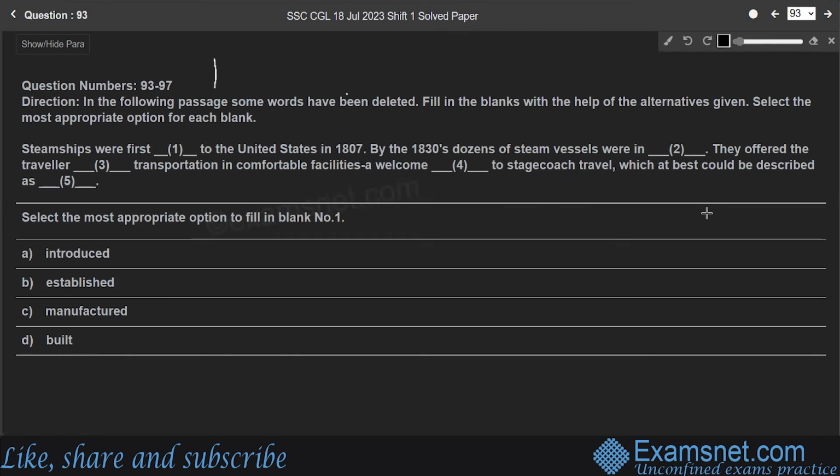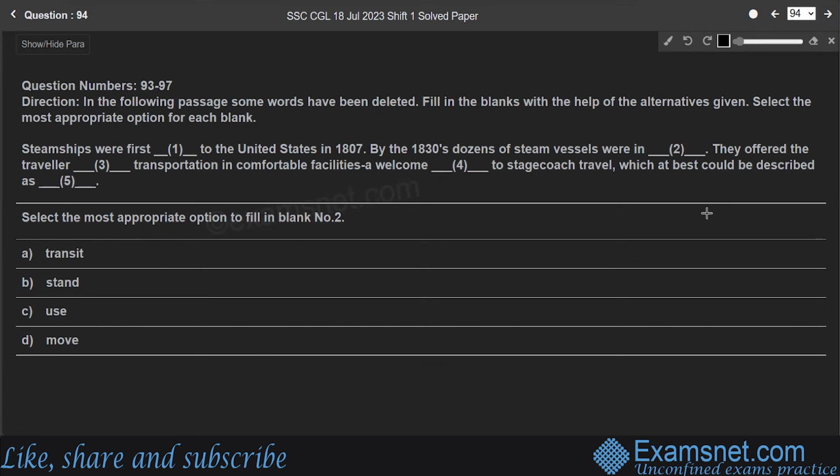Students, questions 93 to 97. These questions are based on the below passage. The direction is: in the following passage, some words have been deleted. Fill in the blanks with the help of the alternatives given. Select the most appropriate option for each blank. The passage is: steamships were first dash to the United States in 1807. So steamships were first introduced to the United States. Here introduced is the right word, right? Then established, manufactured and built. The first time it was introduced, therefore introduced is the right word. So option A is the right answer.